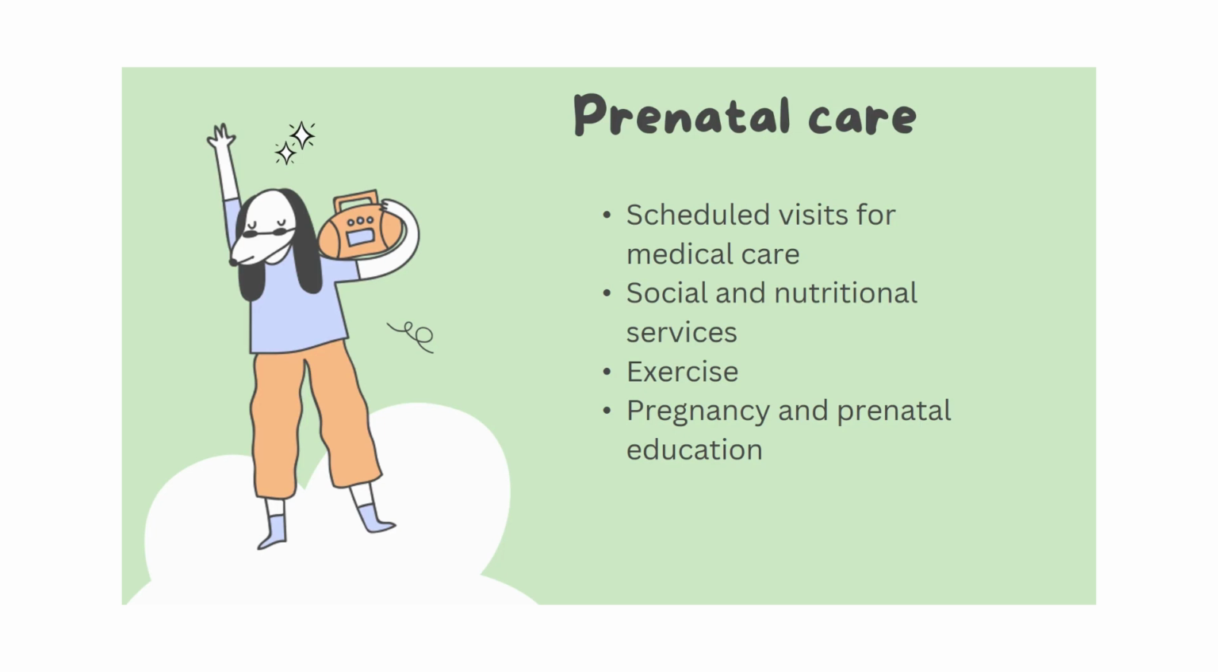The second factor is social and nutritional services. A mother should have adequate social support to help her emotionally and psychologically cope with the pregnancy and childbirth. Nutrition is also very important during pregnancy as well as post delivery because the mother will be feeding the child. Nutrition helps in the growth and development of the child. It also helps to keep the mother healthy.